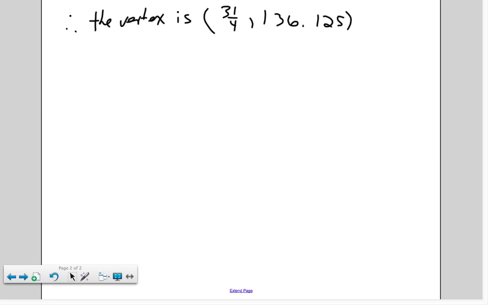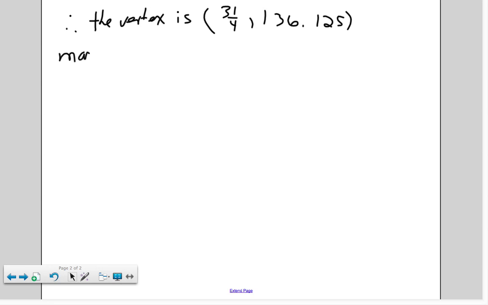First of all, how do I know what's the maximum value? How do we know it's a max or min? Because in the factored form, the value of a was negative 2. Thank you. So it's negative, so it's opening downward. So we have a maximum value.